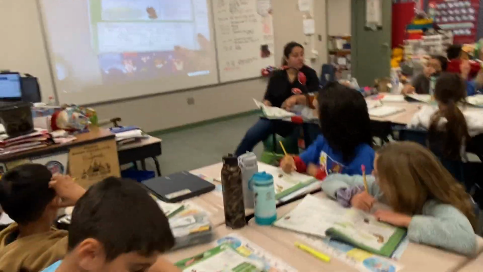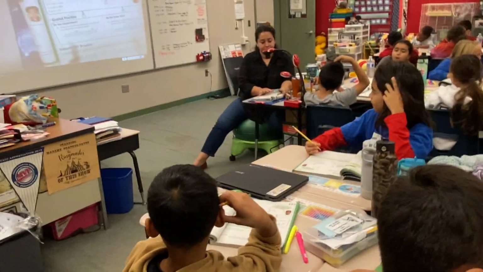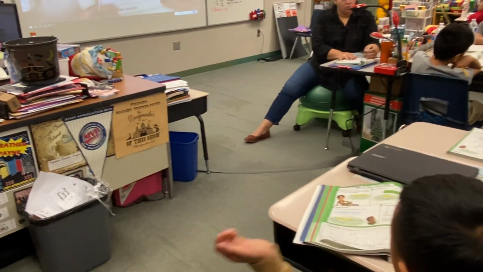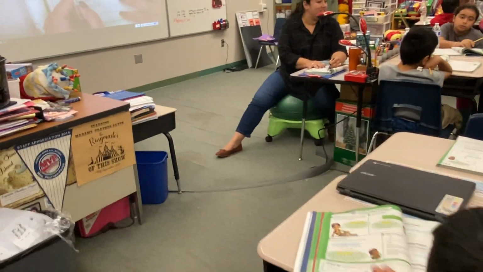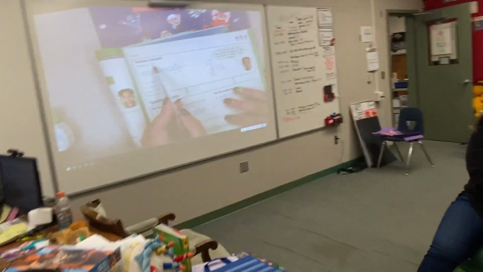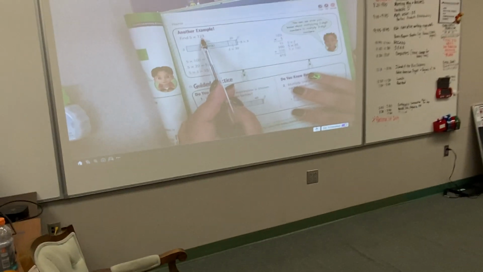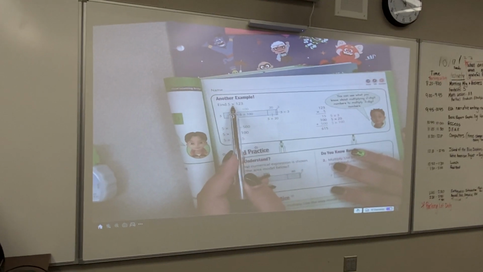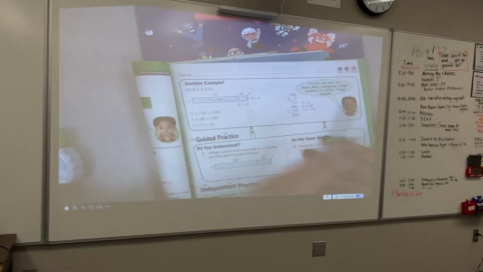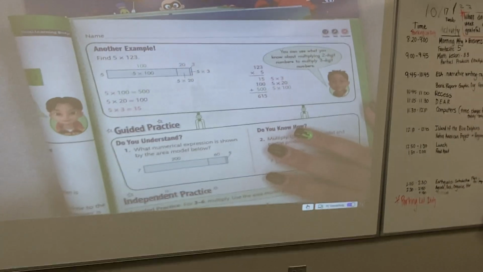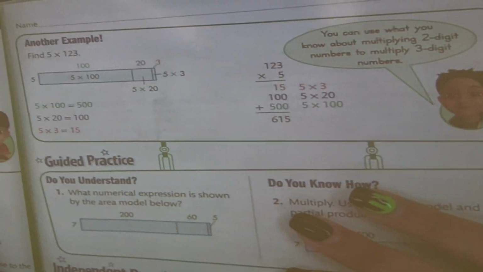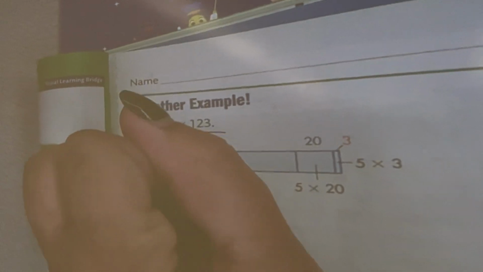So on the next page, it gives us another example. 5 times 123. Now this doesn't have an equal sign, so I know it's not an equation. Can someone tell me what it is? Kartik? It is a multiplication, but in the video, it told us. Mariko, what do you think it is? I think it is a numerical expression. Yeah, it's a numerical expression. There's no equal sign. Just 5 times 123.